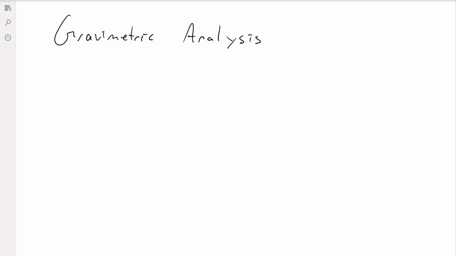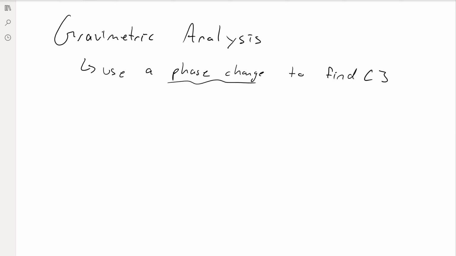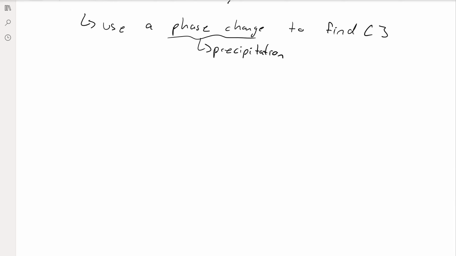All right, next up is gravimetric analysis. In gravimetric analysis, we use some kind of phase change to find a concentration. And this phase change is usually a liquid or dissolved solution to a solid, so it's usually a precipitation reaction. Not always, but most common. So let's just go ahead and jump straight into an example.